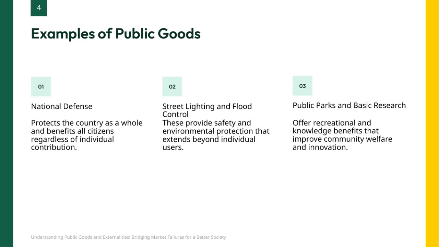Here we have three clear examples of public goods that demonstrate how they benefit society in different ways. First, national defense provides protection for the entire country. This is a service that benefits everyone, no matter how much an individual contributes, because it ensures our collective safety. Next, we see street lighting and flood control. These are essential for maintaining safety and protecting the environment. Importantly, the benefits extend beyond just the direct users. They help the whole community by reducing risks and preventing damage.